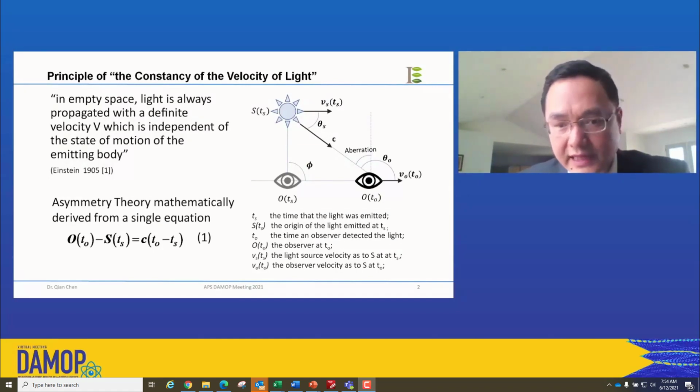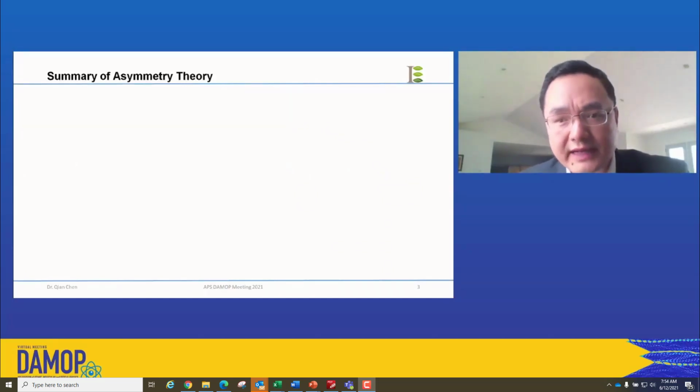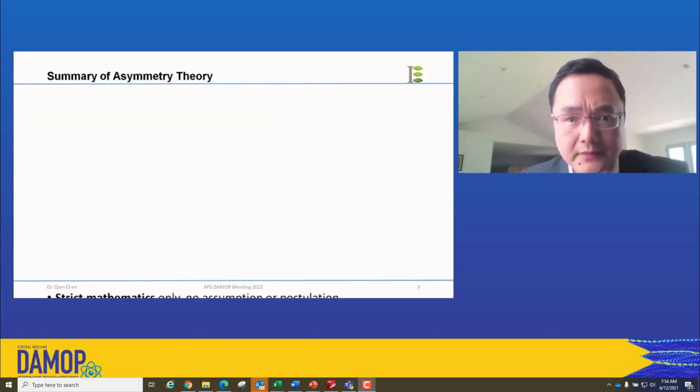To clarify, asymmetry theory is not some idea that we fabricated. It's just a name that we gave to this mathematically derived result. We will show some examples of the results. First, let me summarize the asymmetry theory.